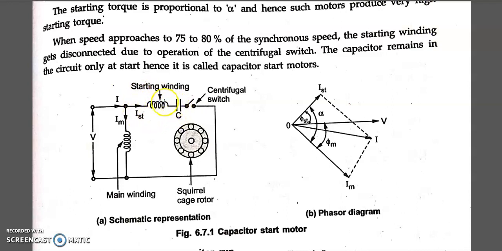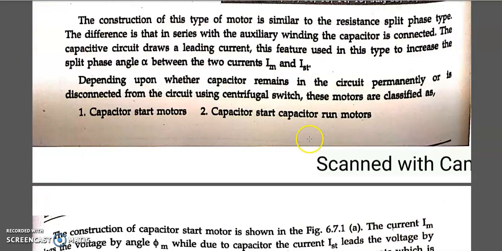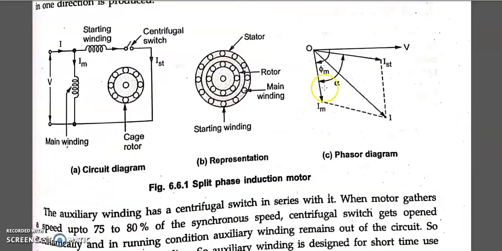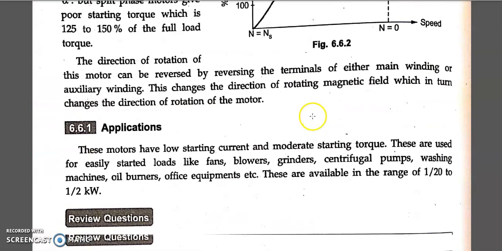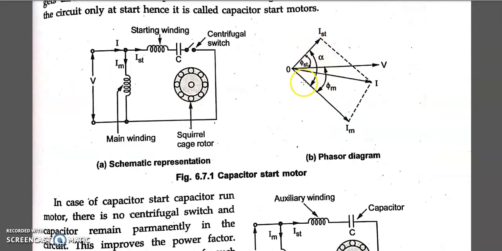What happens here? IST leads the voltage. You can see IST leads the voltage by a certain angle phi st, and IM lags the voltage by phi m because it is inductive, and together they make it capacitive. So IST leads the voltage by alpha. Now you can see alpha between IST and IM has increased. Alpha was small in the earlier diagram, less than 90 degrees, but here it is approximately equal to 90 degrees. Like I said, as alpha increases, torque also increases.